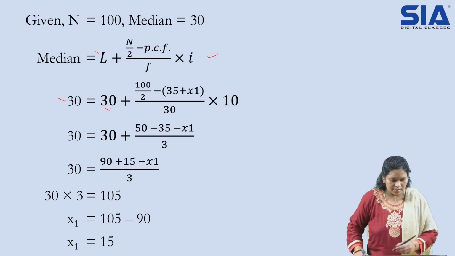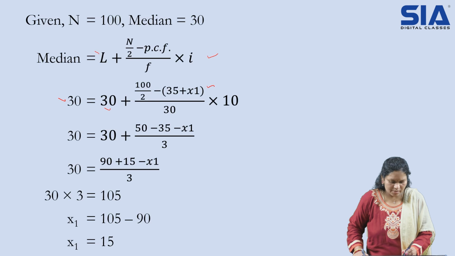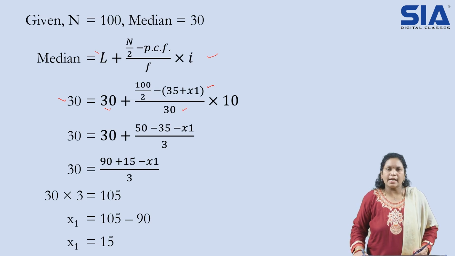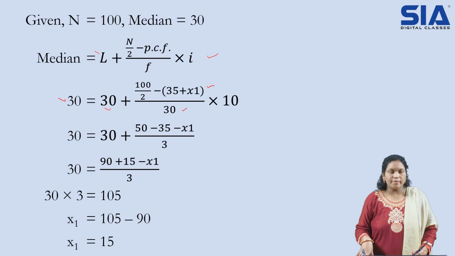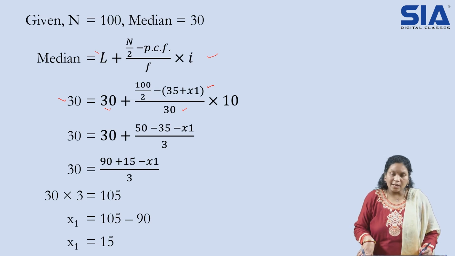In the table just now we have checked, capital N is 100. So we have 100 by 2 minus the PCF value, 35 plus x1, divided by frequency f, which is 30, into 10, which is i. So I have substituted all the values whatever we just discussed in the table. Now let us go for the calculation part.